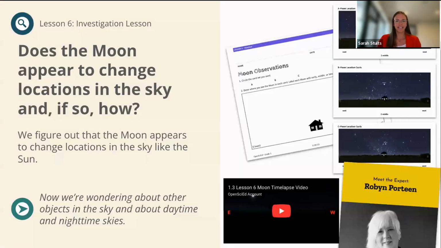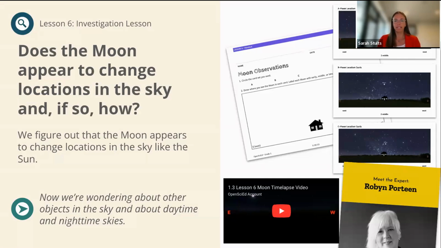So in lesson 6, we decide to investigate the moon in the sky, wondering if it appears to change locations in the sky. And if so, how? We realize we have a lot of experiences investigating the sun's location in the sky from lessons 2 through 4. So we return to our sun investigation plan to help us consider how to plan and carry out a new investigation related to the moon.